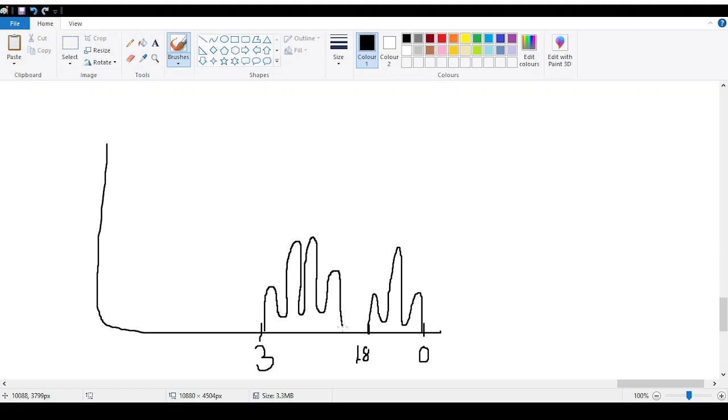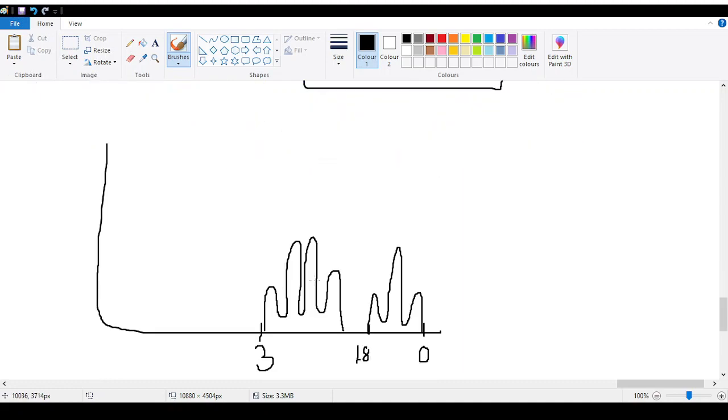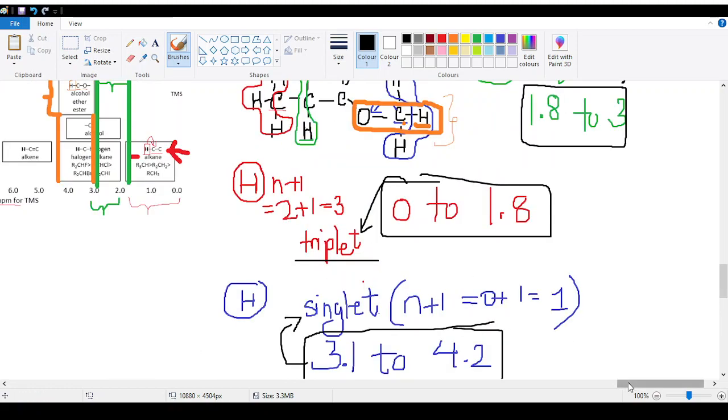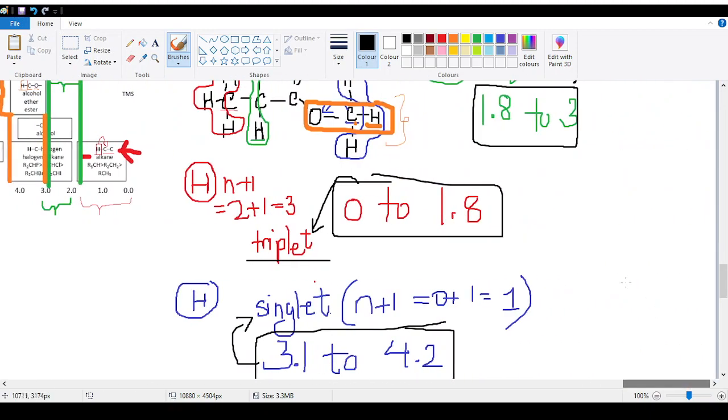Something like that. Okay? And then, lastly, from 3.1 to 4.2, we can expect what? A singlet. So let's say this is 3.1 and this is 4.2, we can expect a singlet. Okay. And if you think about the height of the peaks, figure it out here.